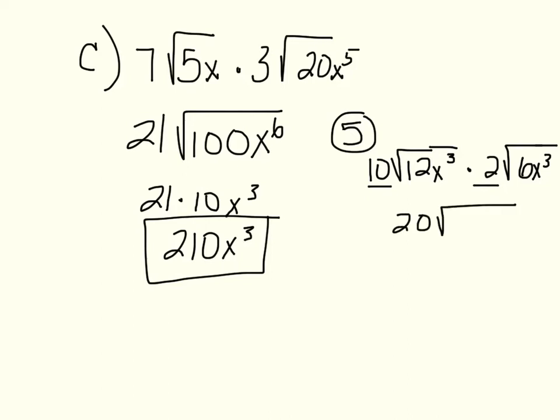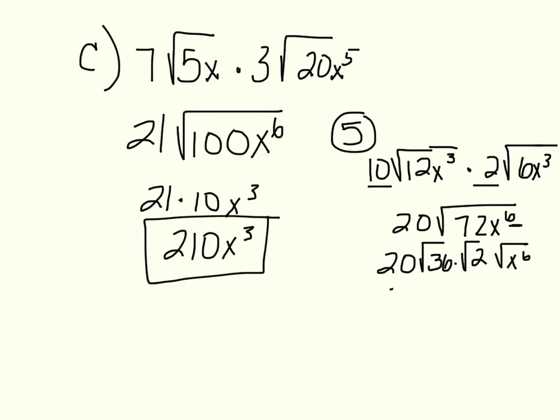12 times 6 is 60, plus 12, that'd be 72. x to the 6th, and remember, add powers. What is the biggest perfect square that goes into 72? It'd be 36 times the square root of 2. This is already even, so I don't need to do anything with it.